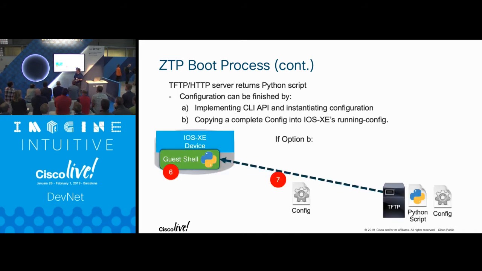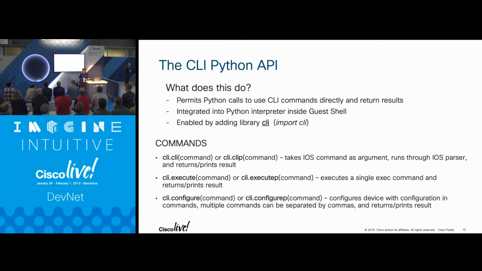If it is option B, perhaps what I might do is have this Python script that I sent down execute a series of calls and include it in there. Hey, go grab this config and install that within the device. Now, I mentioned option A was leveraging some APIs that we have built within our guest shell Python container. Well, we have particular calls that we allow between the Python that's running in that guest shell and the network OS, the command line interface.